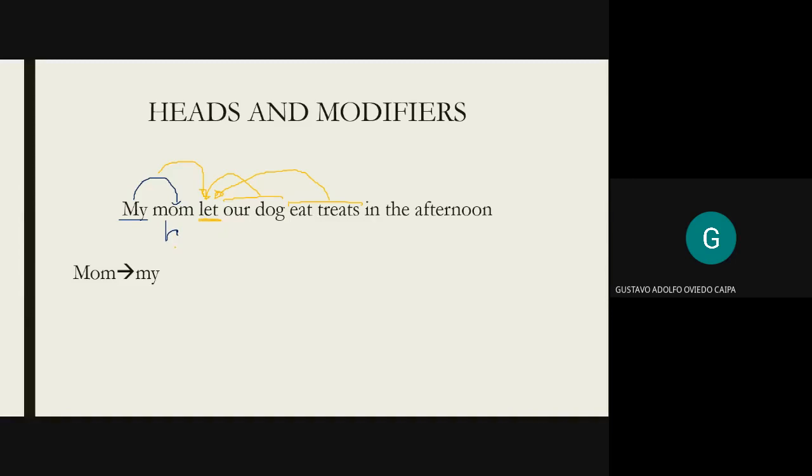All right. In the afternoon, says Christian. Yes, that's correct. In the afternoon. This is also information about let, the main verb. So these are all: our dog, eat treats, in the afternoon. These are all elements of let, because let is another head, as we saw.